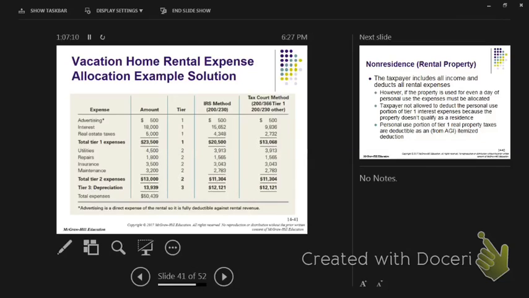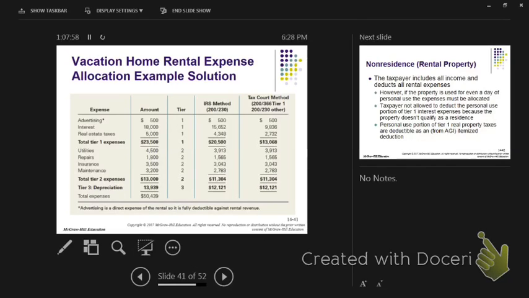Now, what is different with the tax court method versus the IRS method? All right, tier 1 is 200 over 366. All the others are 200 over 230. So the tax court method is different from the IRS method in that the court method says these 3 things under tier 1, for you and I who live in our house, happen 366 days out of the year. I don't know why. 366 days out of the year. So these should be spread over 366, because if we weren't renting our house, interest and real estate taxes would be over 366 days, 365 days. So that's why they should go.